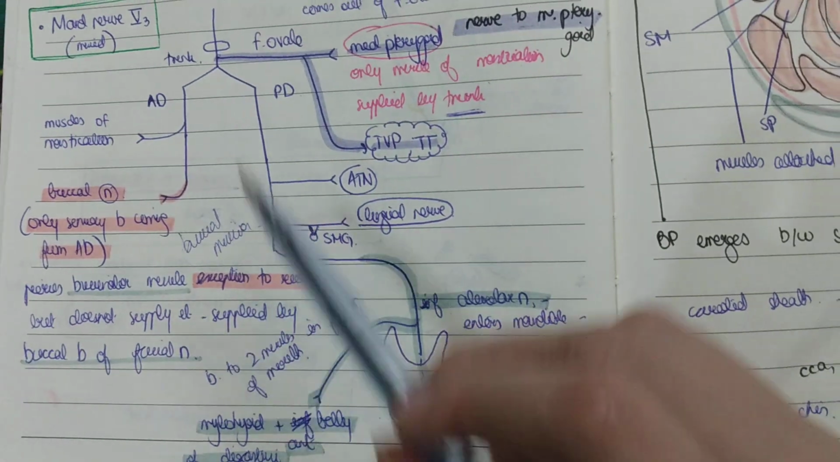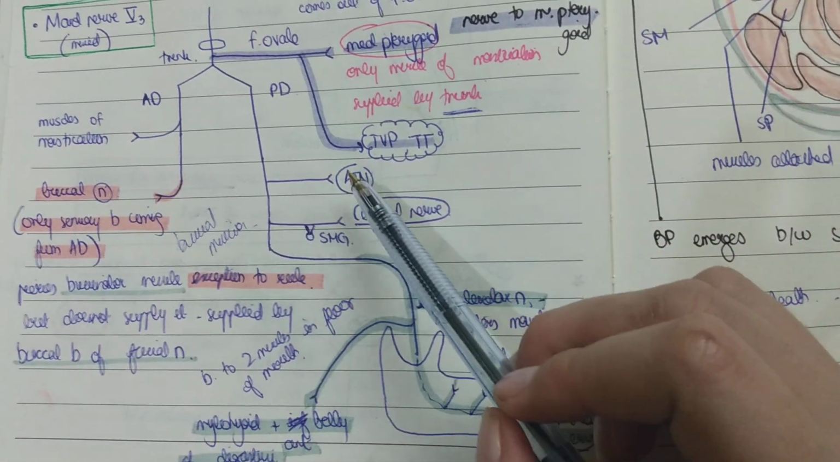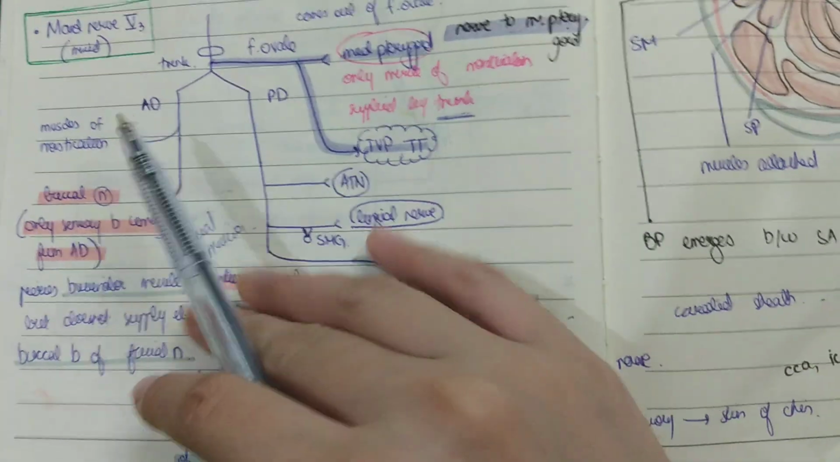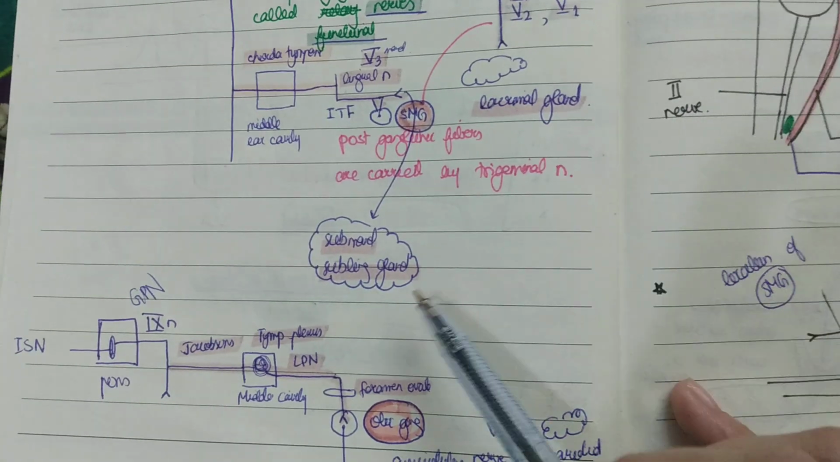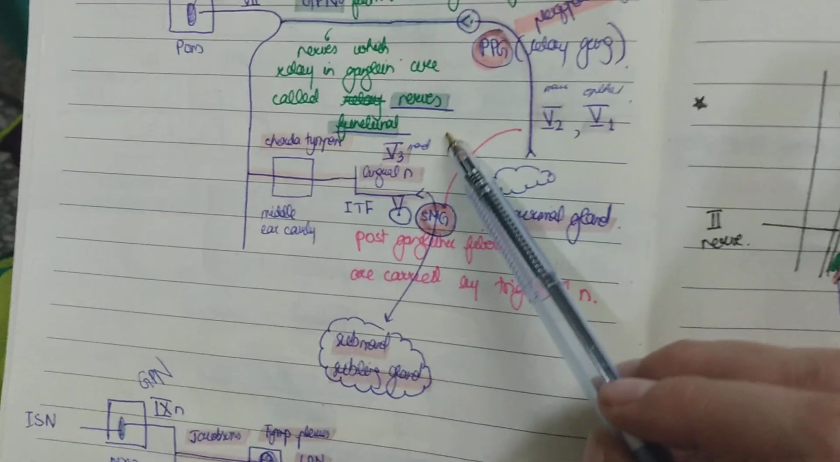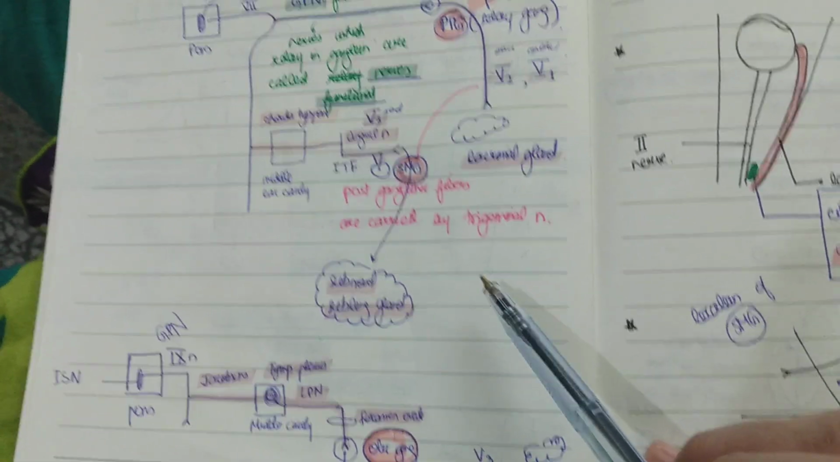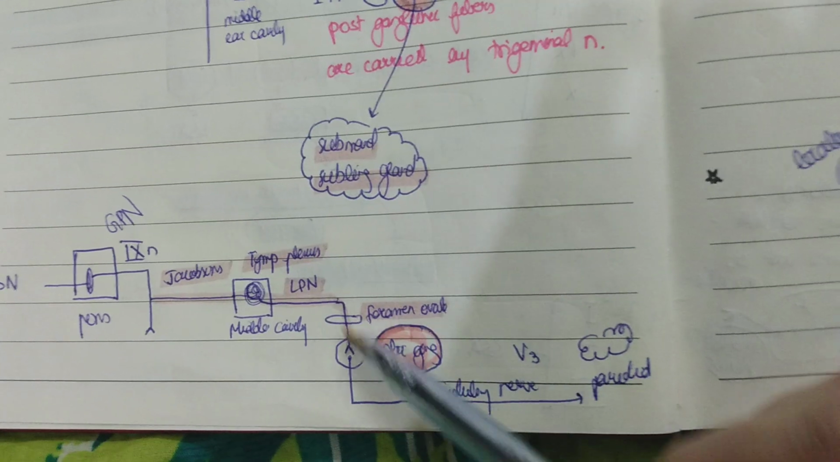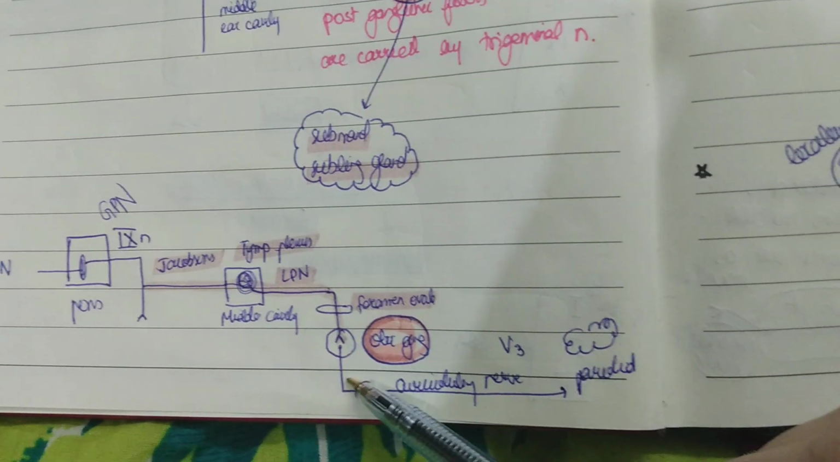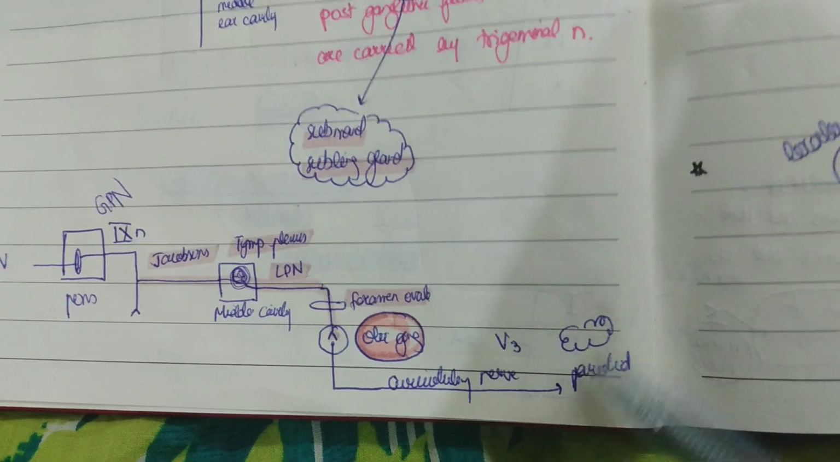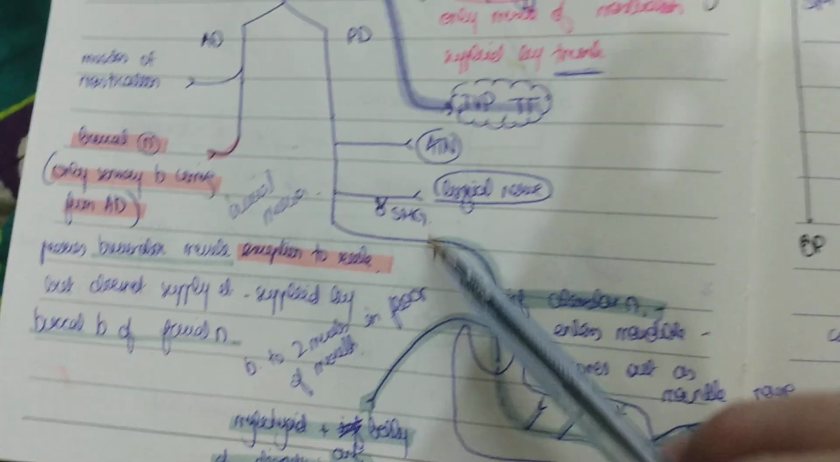Okay, so now the posterior division gives out the auriculotemporal nerve. We read about the auriculotemporal nerve over here, that this auriculotemporal nerve is going to supply the parotid gland. It is carrying the postganglionic fibers of the otic ganglion. It is supplying the parotid gland. So this is the auriculotemporal nerve over here.